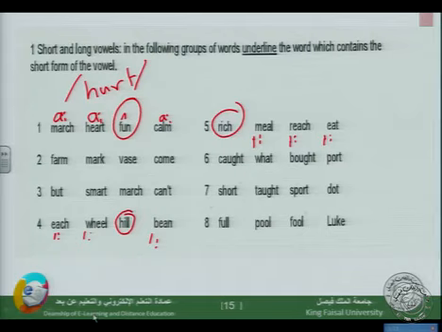So please try to select and to choose the words that have the short form of the vowel, not the long one. Just follow the examples and the samples I have just given you.